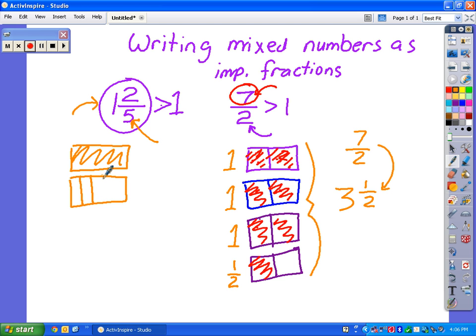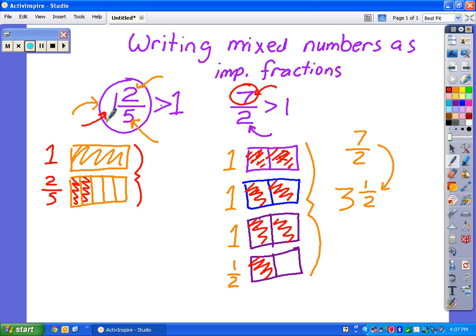1, 2, 3, 4, 5. The numerator tells us how many of those we need to shade in. We need to shade in 2 of them. So we can see that we have 1 whole and 2/5.